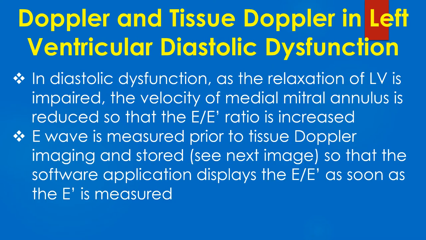In diastolic dysfunction, as the relaxation of the LV is impaired, the velocity of the medial mitral annulus is reduced, so that the E by E prime ratio is increased. E wave is measured prior to tissue Doppler imaging and stored so that the software application displays the E by E prime as soon as the E prime is measured.